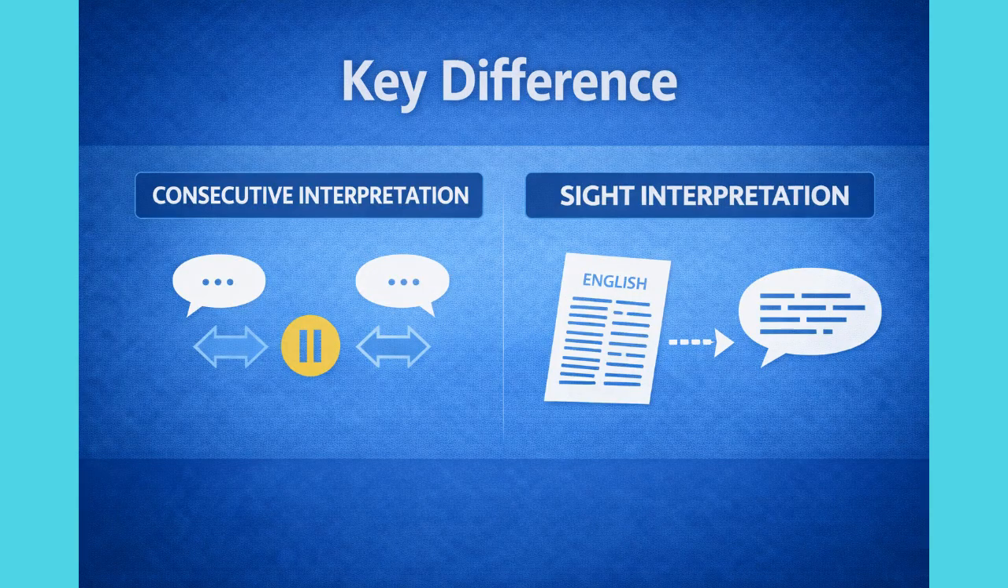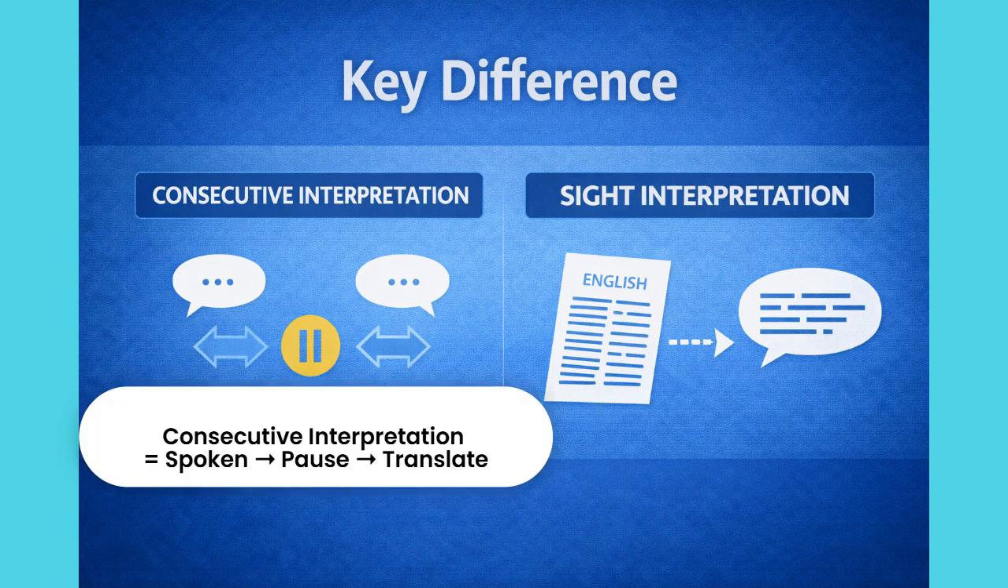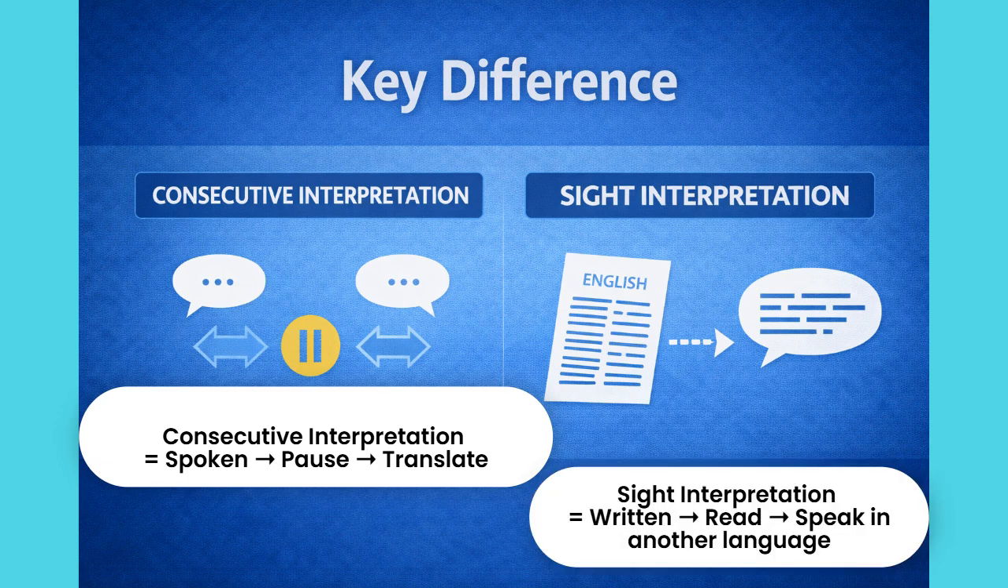Here's the simple difference. Consecutive interpretation equals spoken, pause, translate. Sight interpretation equals written documents, read, speak in another language.